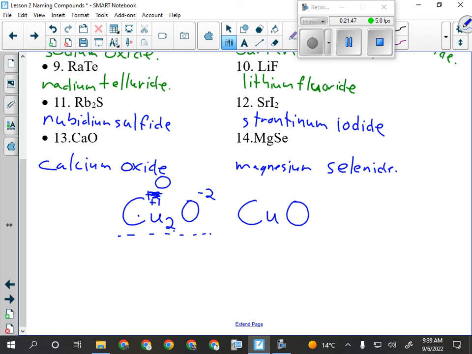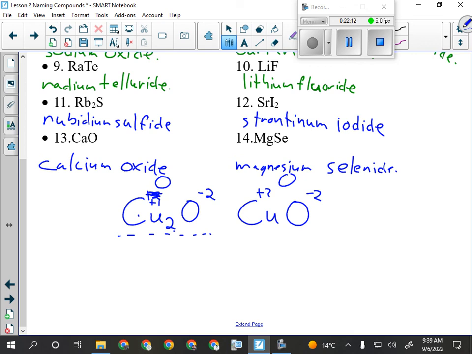What about this one? Oxygen's always a -2. Thankfully, non-metals don't have more than 1 charge. So what charge does that copper have? +2. Yeah. This is only one of it, right? There's only 1 copper here, so now it's got to have a charge of +2 to cancel out the -2, give me an overall charge of 0.